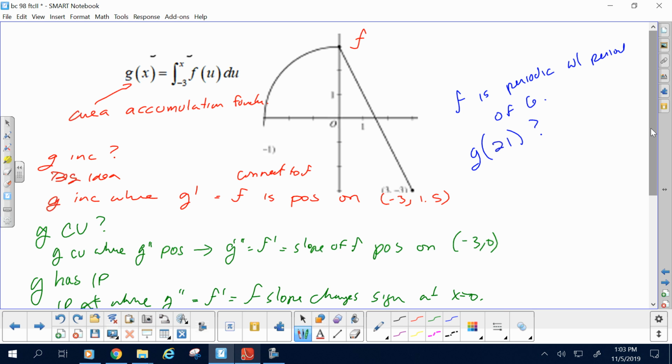I'd start by putting 21 into what G is defined as. So G is an area accumulation function. How much area is accumulated every period of F? 9 pi over 4. Do you agree that every period, these areas knock each other out, and so you, in essence, get a quarter of a circle every period, 9 pi over 4 per period? How many periods?